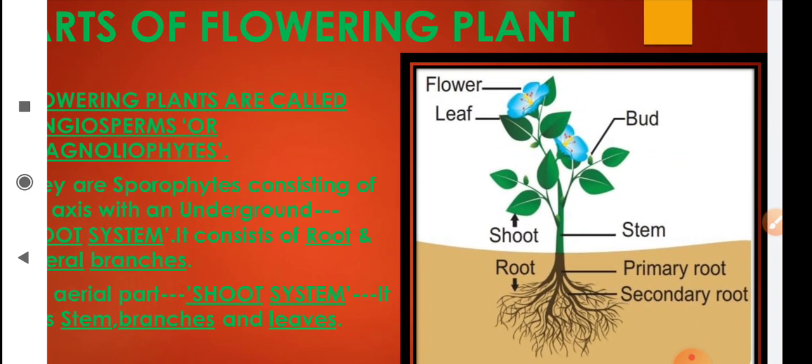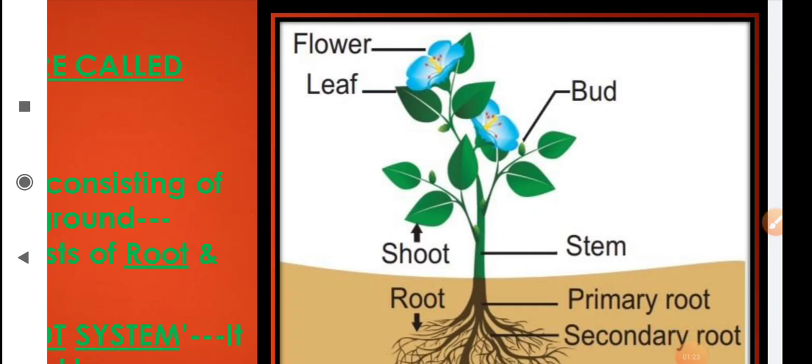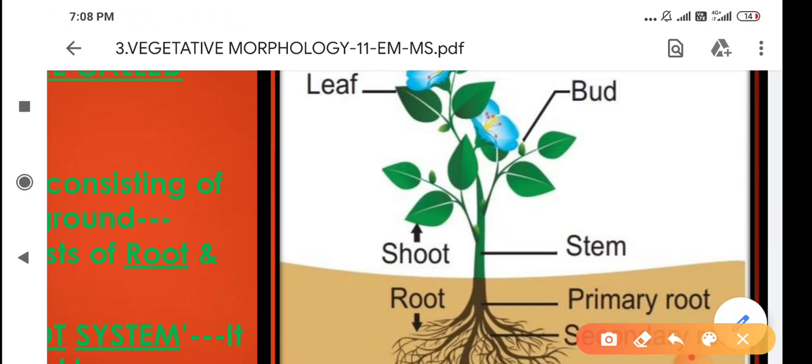First we see about the roots. Where are the roots present? They are present below the ground. The parts present below the ground are called the root system. The part above the ground is called the shoot system. The shoot system consists of stem, buds, leaves and flowers.